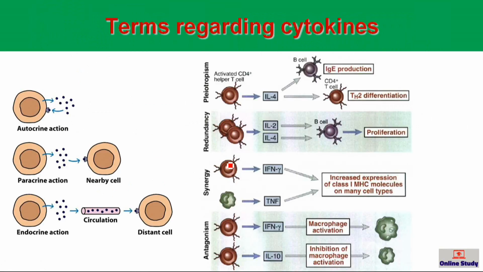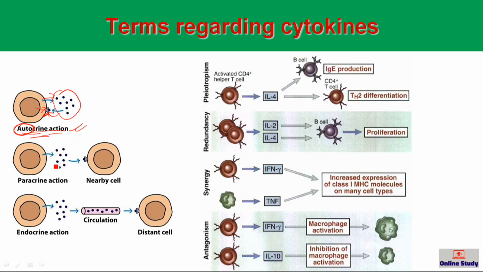When somebody talks about the autocrine action of the cytokine, that means that the cell which produces the cytokine also binds to the receptor on the same cell, because the same cell produces the receptor and expresses the receptor on the cell surface. So this kind of action of the cytokine is called autocrine action. Basically, auto means itself. So when the cytokine binds to the same cell, this is called autocrine.